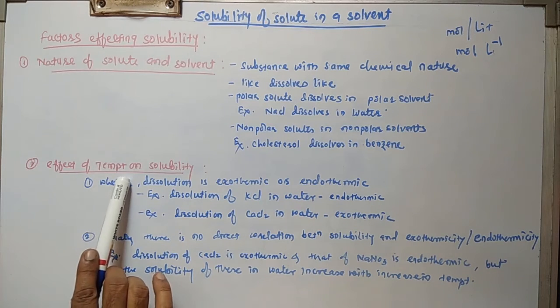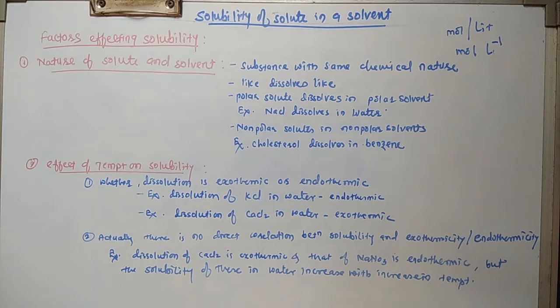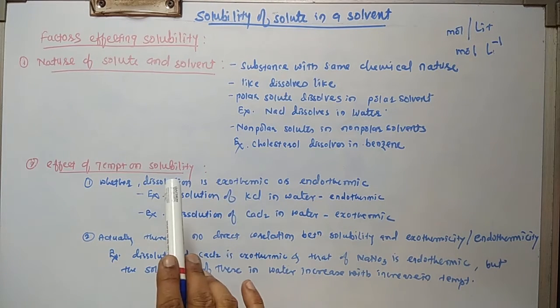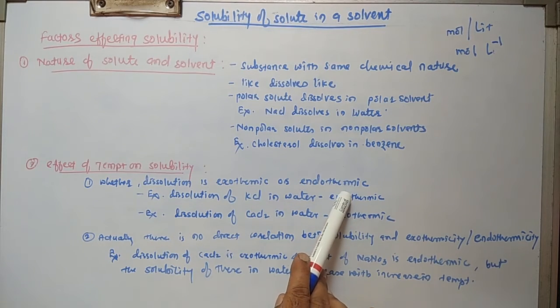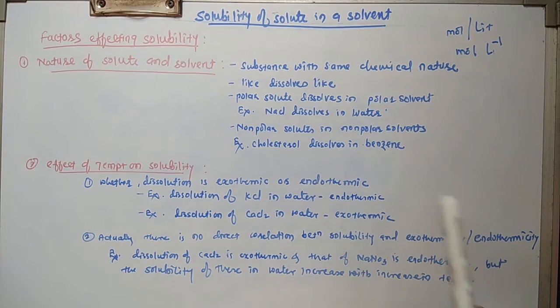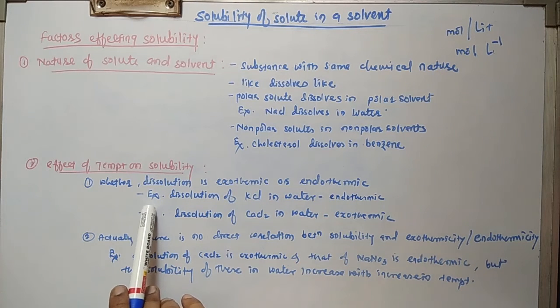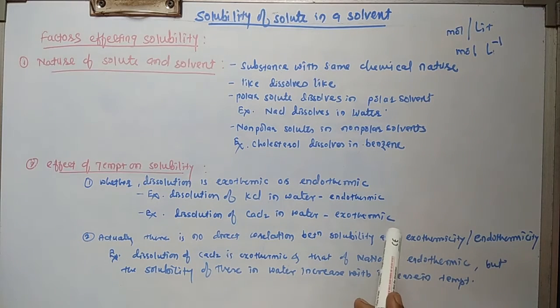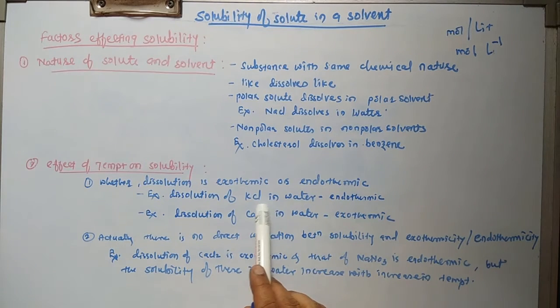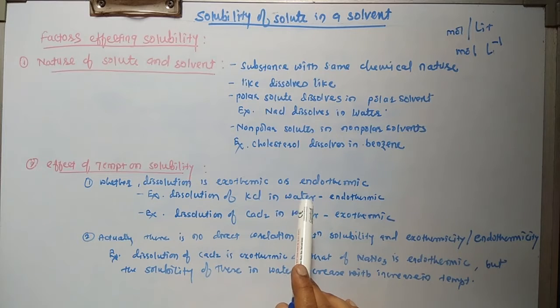Now the next factor is temperature. How temperature affects the solubility depends upon whether the process of dissolution is exothermic or endothermic. Let us take one example: dissolution of potassium chloride in water is an endothermic process. It dissolves in water by the endothermic process, that means with the absorption of heat, it effectively dissolves in water, right?